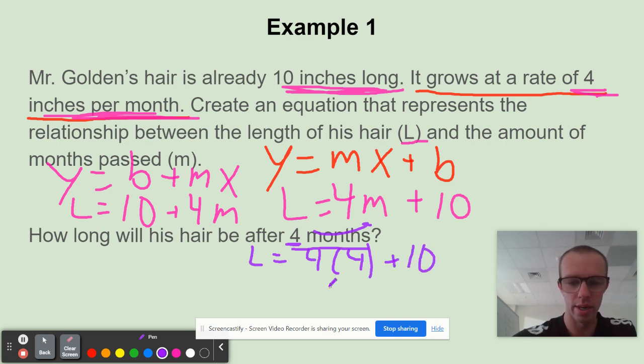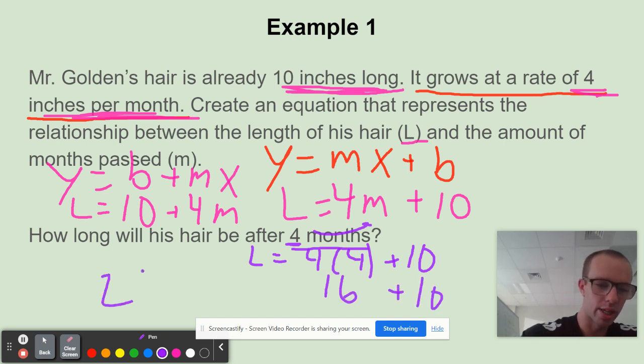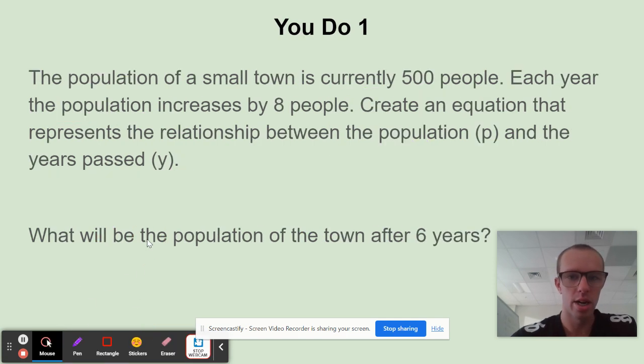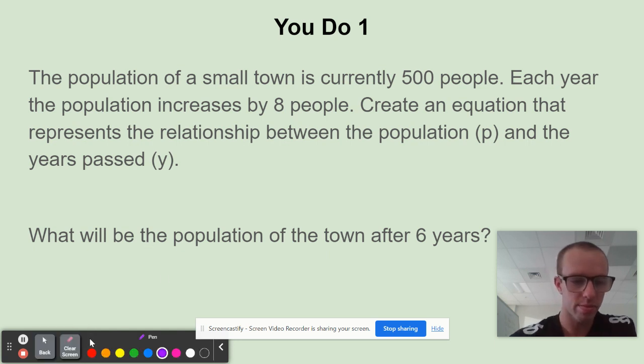And now I can solve. 4 times 4 is 16 plus 10 is 26. All right. And the length of my hair is 26. So what does this show us? That we can take real world scenarios, create equations or models that represent them, and then use those to gather information about the real world. All right. So that's example 1. I don't think we need 2 examples here. So go ahead and just start on the you do and come back when you're done.